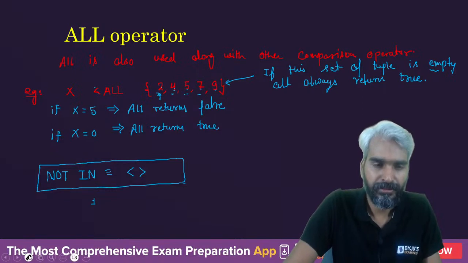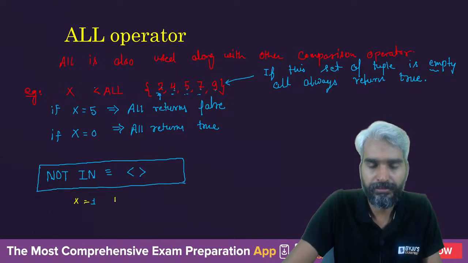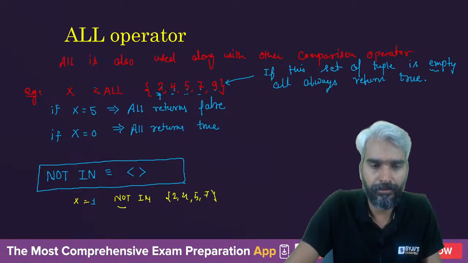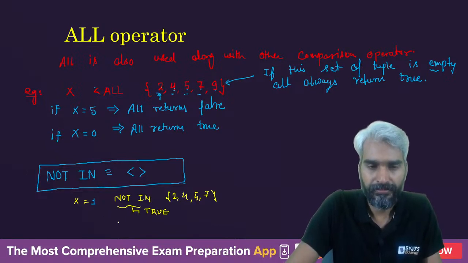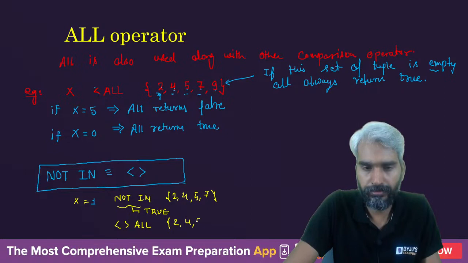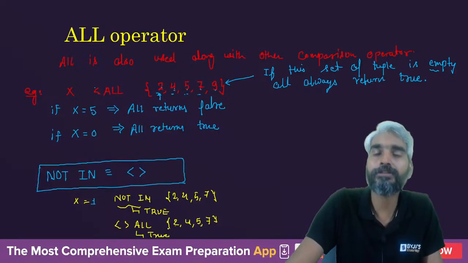Not IN. Let's check. If I want to say x equals 1, NOT IN 2, 4, 5, 7, then NOT IN will return true. Similarly, not equals to ALL of them: 2, 4, 5, 7. So not equals to ALL: 1 not equals to 2, true. 1 not equals to 4, true. 1 not equals to 5, true. So this will also return true. Yes, it will be not equals to ALL only.